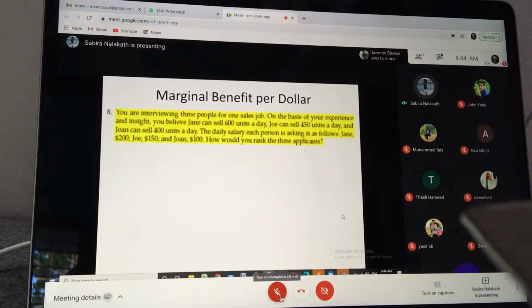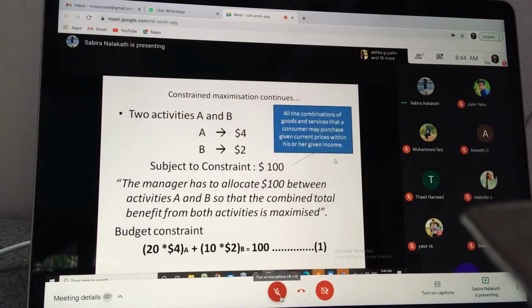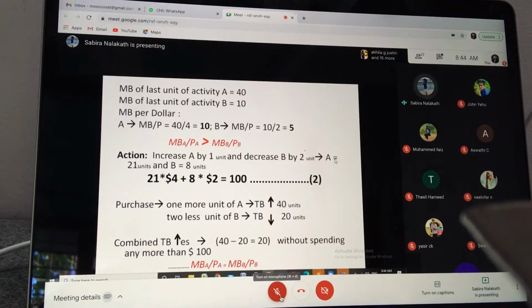Calculating the marginal benefit per dollar, right? Same way, the marginal benefit, that is the additional benefit of the last unit of activity of the TV ad, is, suppose for example, 40 units, and activity B is 10 units.